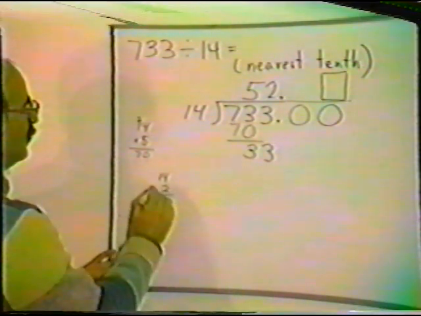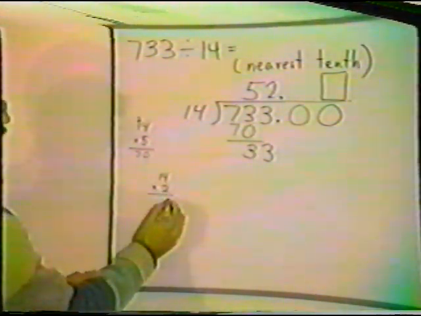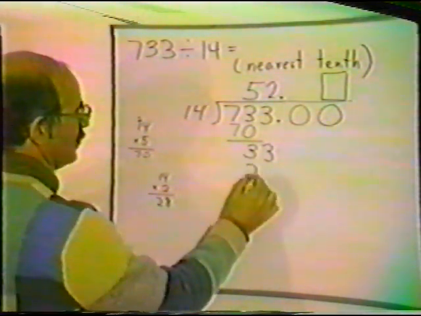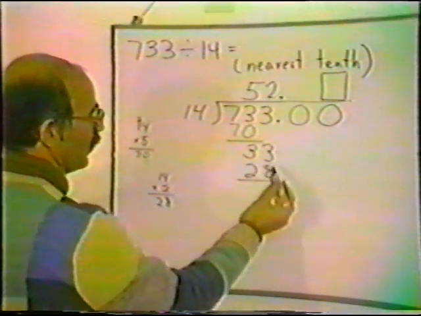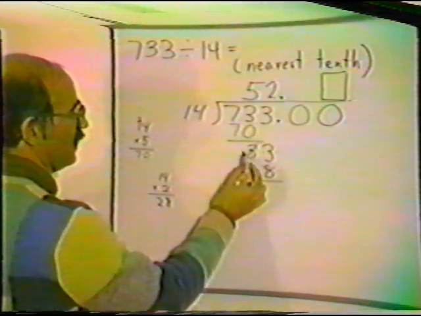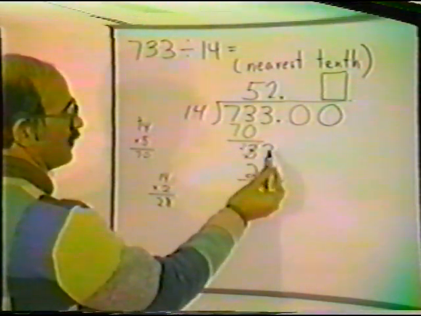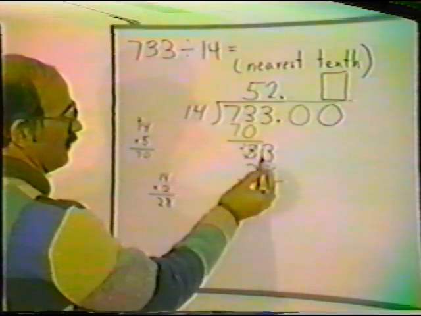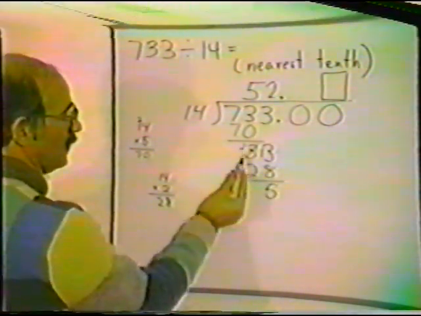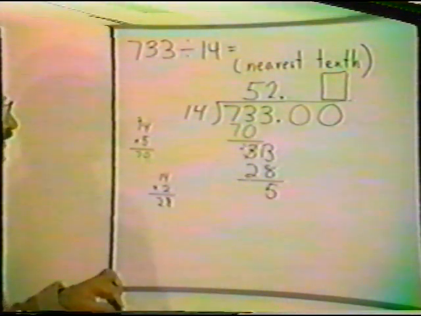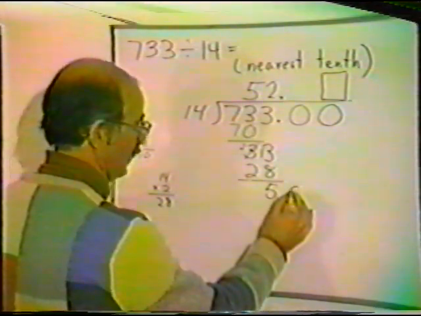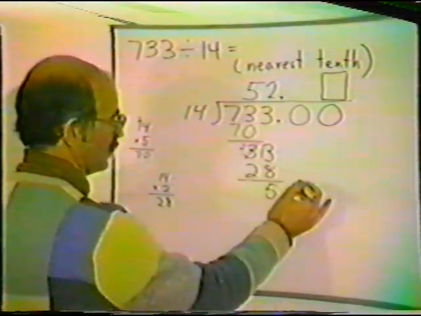14 times 2. 4 times 2 is 8. 1 times 2 is 2. 28. 3 take away 8, can't do. The 3 becomes 2 and the 3 here becomes 13. 13 take away 8 is 5. 2 take away 2 is 0. Invisible 0. We don't need to write it, but we need to bring down this 0.